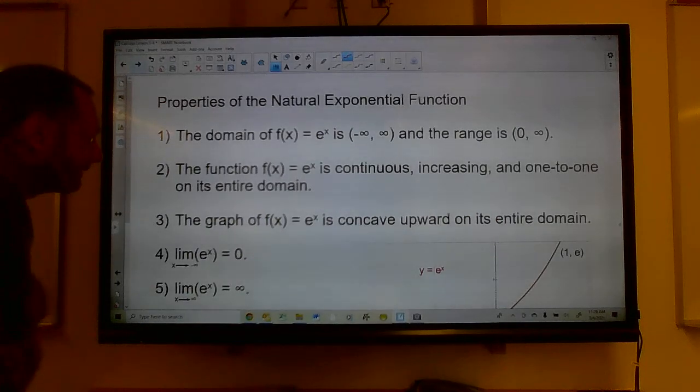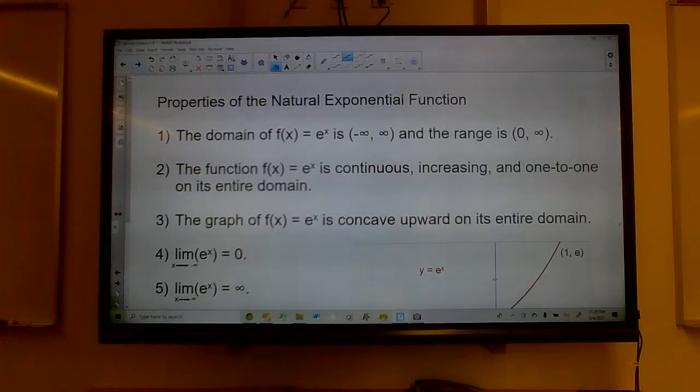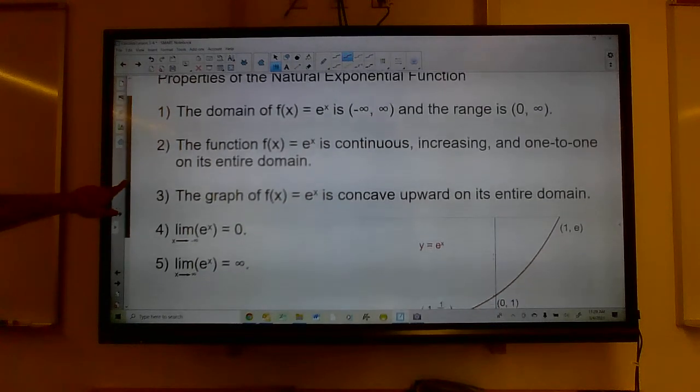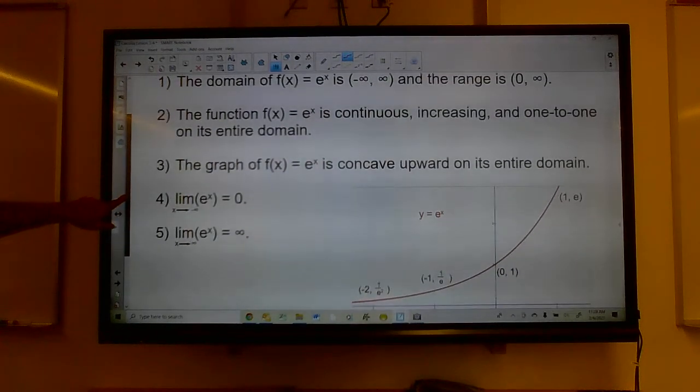Okay, properties of the natural exponential function. The domain of f of x equals e to the x is negative infinity to positive infinity. And the range is 0 to infinity. That's open-ended, of course.